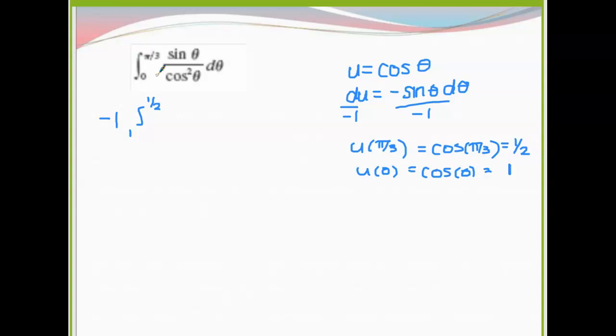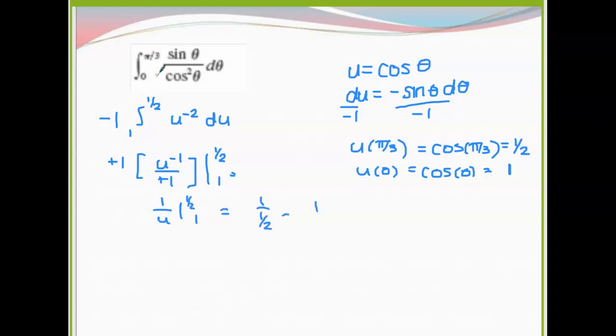And then sine u got replaced with du. Cosine theta is u to the negative 2. So that's negative 1, u to the negative 1 over negative 1, from 1/2 to 1. Negative times a negative is a positive. So you get 1 over u from 1/2 to 1, which is 1 over 1/2 minus 1 over 1, which is 1.